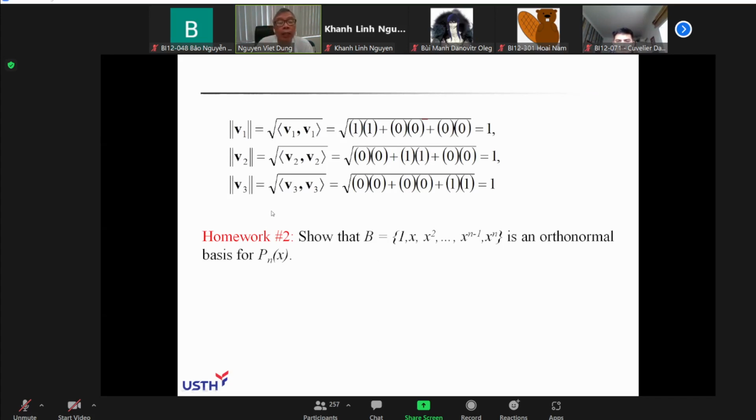So we get that the system v1, v2, v3 is an orthonormal basis for P2 of x. And you can consider that as homework number 2, which I put here. That is, if you consider the space Pn of x of all polynomials of degree less than or equal to n, then the standard basis 1, x, x2, up to x^(n-1), x^n is an orthonormal basis. You can do it the same way as before, just replacing the number 2 by n.